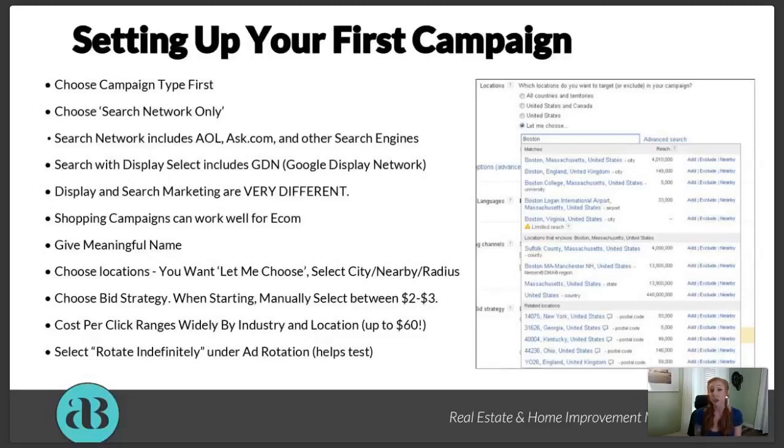Then you want to go ahead and choose your bid strategy. Your bidding strategy, when you just get started, you're not going to know what the right thing is right off the bat. So I'd encourage you just to put in somewhere between $2 and $3. That's a pretty good starting point. And you're going to start seeing what the average cost per click are for the certain keywords. And if you're actually getting onto those first page rankings with that bid.